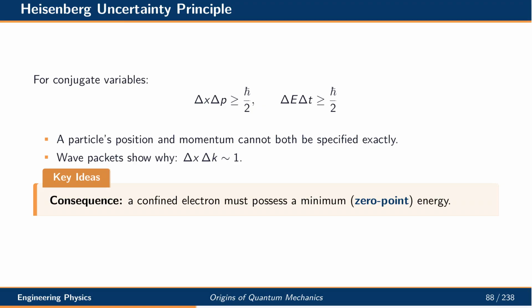Heisenberg's uncertainty principle states that conjugate variables, such as position and momentum, or energy and time, cannot both be measured to arbitrary precision simultaneously. The product of their uncertainties is bounded by approximately h-bar over 2. This principle can be understood from the wave packet picture. An important consequence is that a confined particle must possess a minimum non-zero energy, known as the zero-point energy. This rules out the classical idea of perfectly still particles.